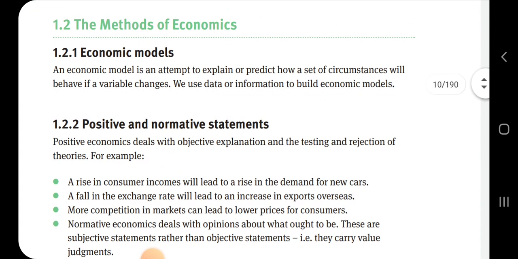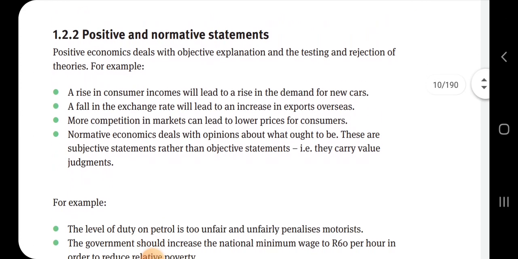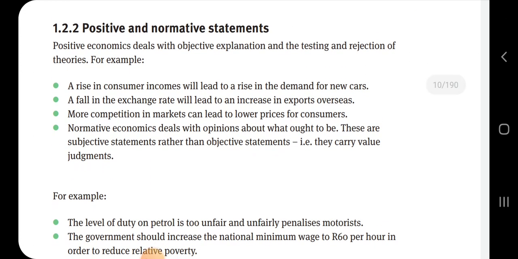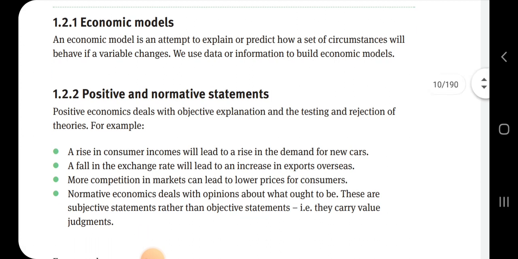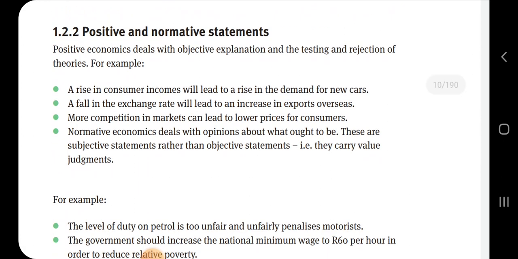Then the methods of economics. The method of economics is the economic model. An economic model is an attempt to explain or predict how a set of circumstances will behave when a variable changes. Then there are positive and normative statements. In economics, we have what we call positive and normative statements. Economic models, or methods of economics, are how economics can be studied. How can economics be put into practice? We do that by positive and normative statements.